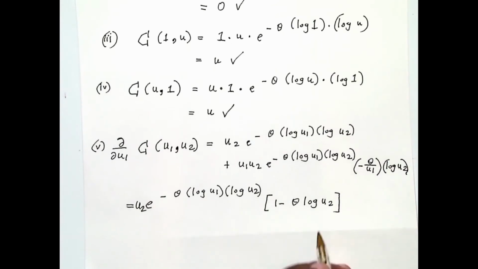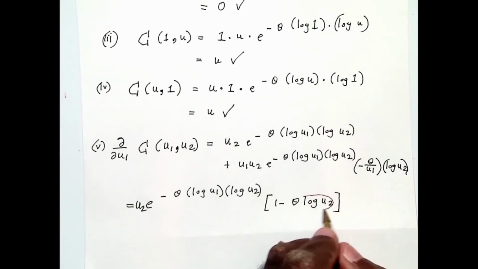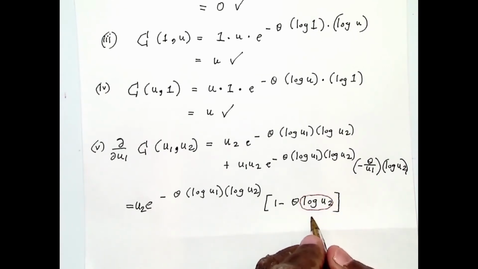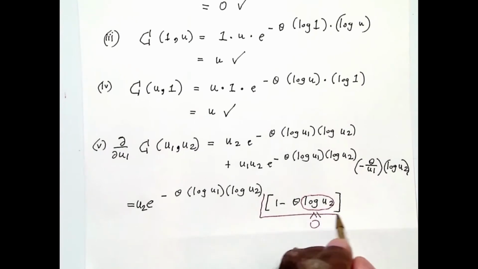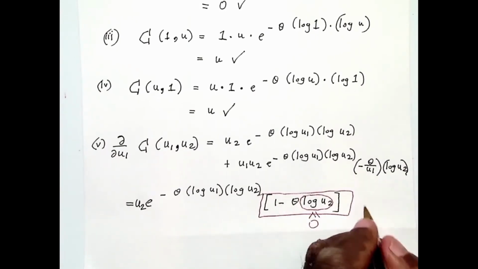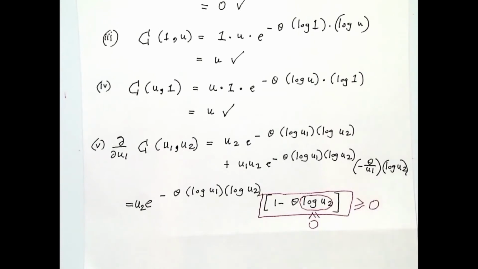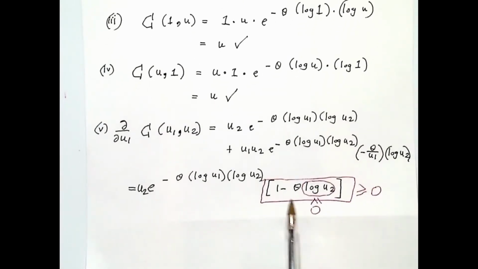Now remember, u2 is a number between 0 and 1. So log of a number between 0 and 1 is less than or equal to 0. Theta, by definition, is a number between 0 and 1. Minus theta log of u2 is going to be non-negative too. So this whole thing is going to be non-negative. I hope you follow, because the reason is that theta is non-negative, minus log of u2 is non-negative, so the whole thing has to be non-negative.